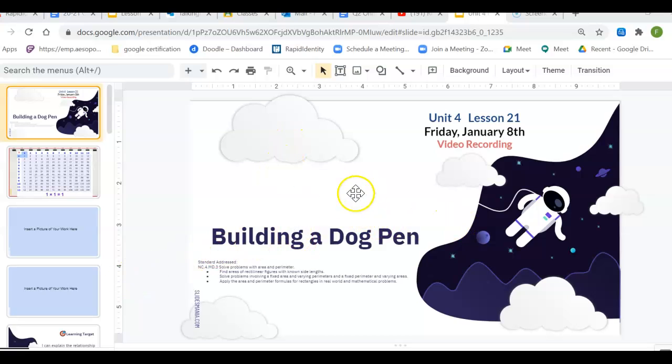Hello everybody. Today is Friday, January 8th, and today we will be studying Unit 4, Lesson 21. And the specific title for today's lesson is Building a Dog Pen.